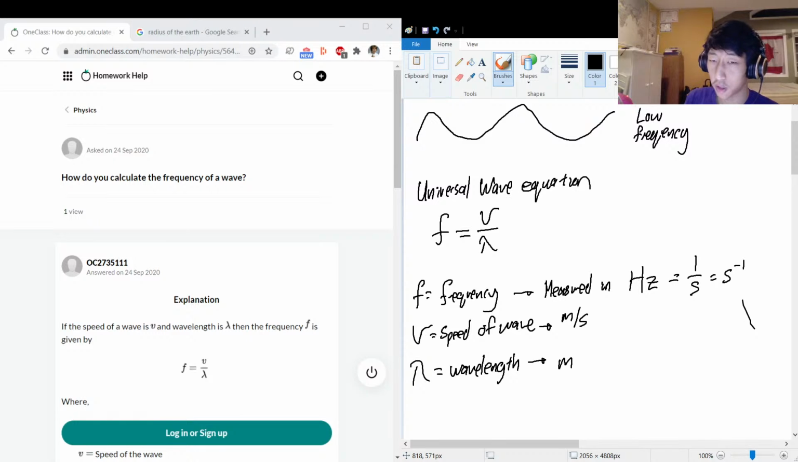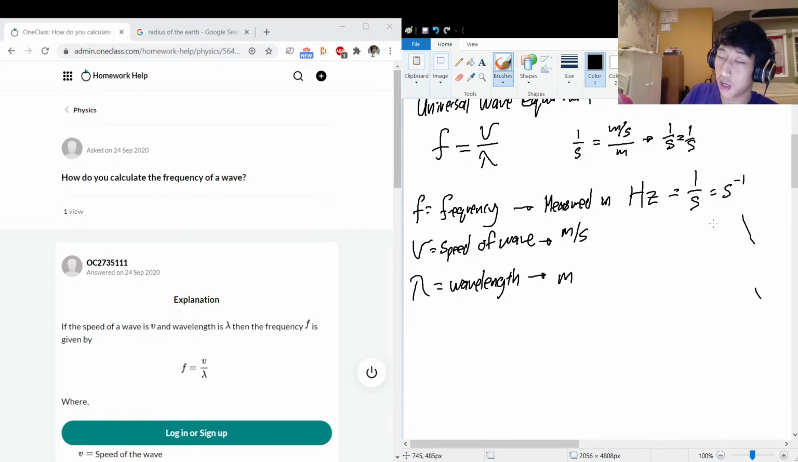Okay, so if you look closely, we would have 1 over seconds is equal to meters per second divided by meters. This perfectly works out to be 1 over seconds equals 1 over seconds. So the units perfectly line up for the universal wave equation, as they should. So using this equation, we could find the frequency of something.